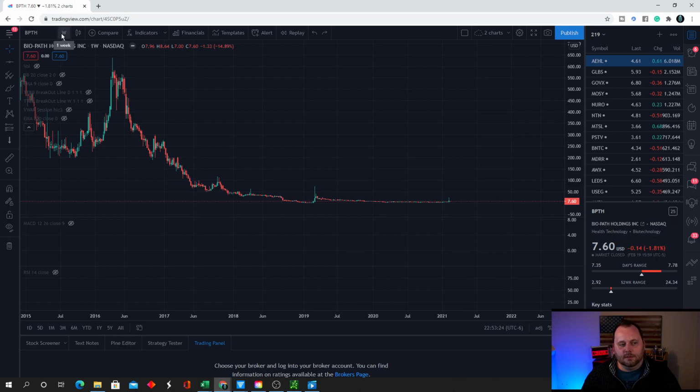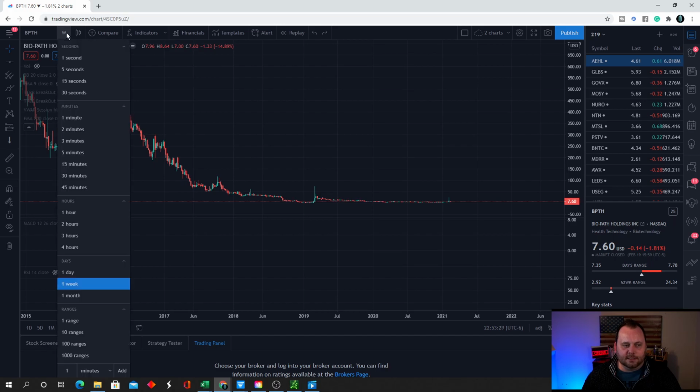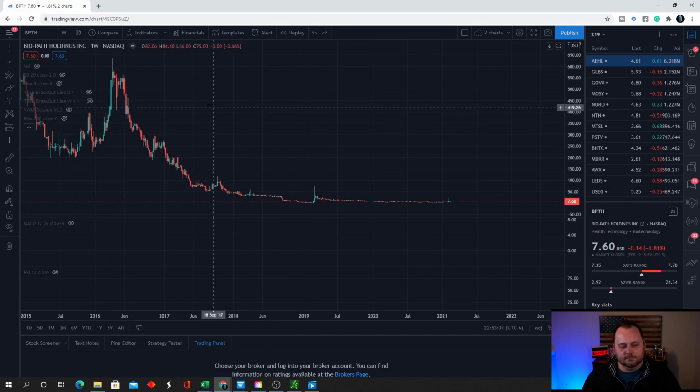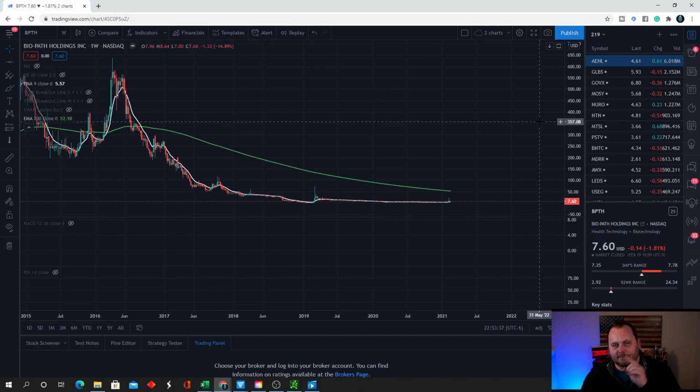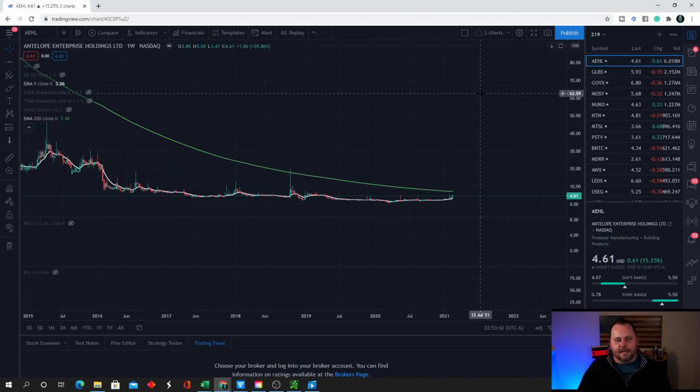But first, there are a couple of different parameters that we need to add right here. We need to put this on the weekly chart, and then we need to add the 9 EMA and the 200 EMA. This is absolutely critical. Once we have the 9 EMA added and the 200 EMA, we are ready to begin.